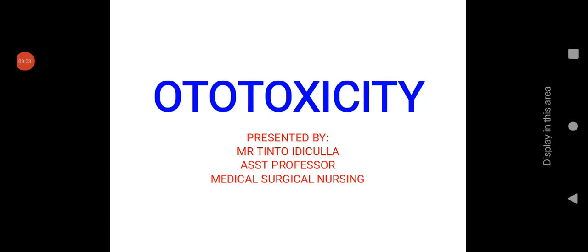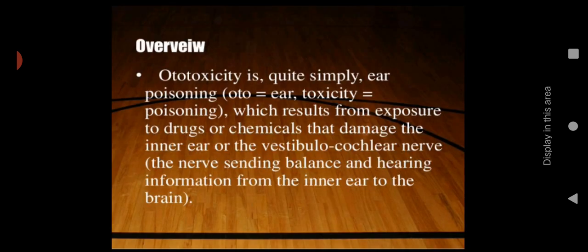Today we are going to discuss the topic ototoxicity. Let me introduce the topic. Ototoxicity is quite simply ear poisoning. So ototoxicity we can call ear poisoning. Oto means ear, the word is related with the ear. Toxicity means poisoning, which results from exposure to drugs or chemicals that damage the inner ear or the vestibulocochlear nerve.